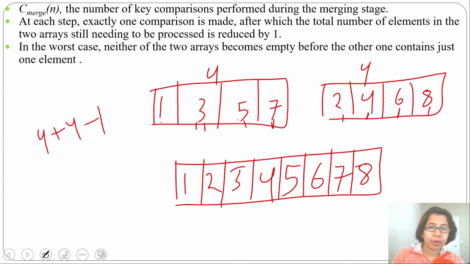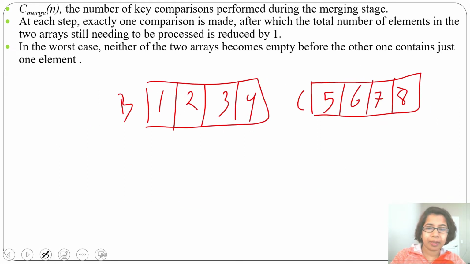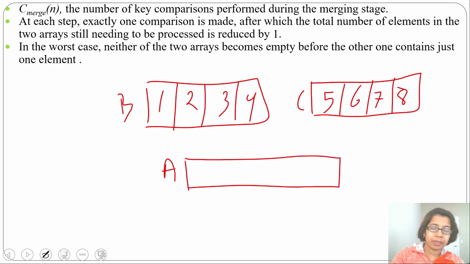Let's see one example of the best case. Two arrays are given, B and C. Now we need to merge and write the result in array A. Here the index is I, here the index is J. We'll compare 1 with 5. 1 is less, so we'll copy 1 to array A. Next the I value will increase, we'll compare 2 with 5. 2 is less. Next the I value will increase, we'll compare 3 with 5. 3 is less. Next the I value will increase, we'll compare 4 with 5. 4 is less. Next the I value will increase.